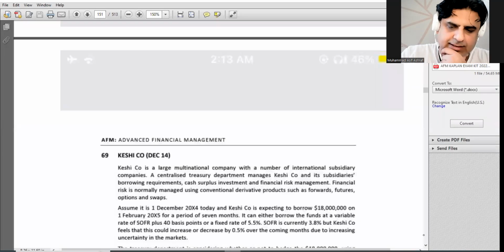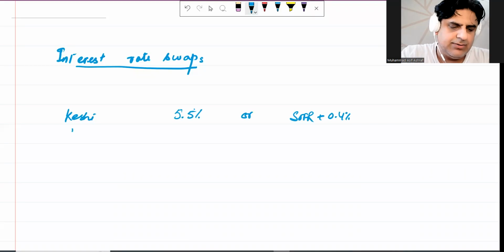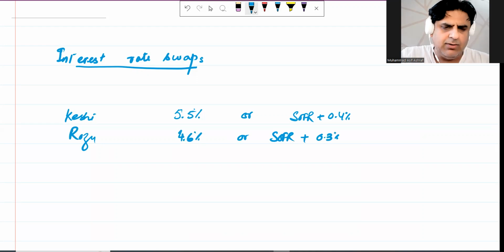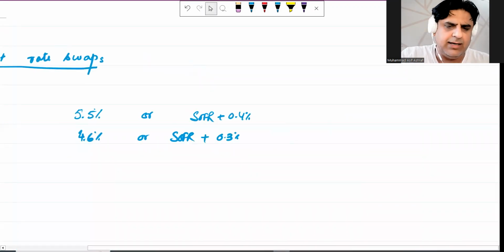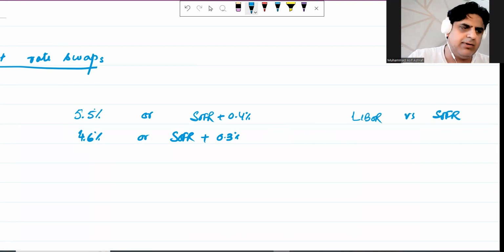Counterparty. First of all, let's see the counterparty. If you see the second last paragraph, Rosu Bank has offered a swap on a variable rate. It has a variable rate of SOFR plus 30 basis points and a fixed rate of 4.6%. So Rosu has the option of 4.6% or SOFR plus 0.3%. Although there is a difference between LIBOR and SOFR, in swap calculation they will be accounted for the same.